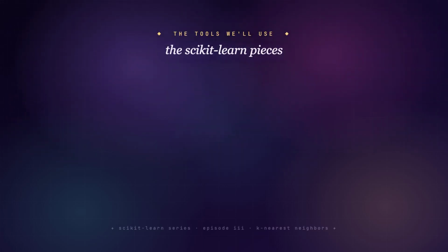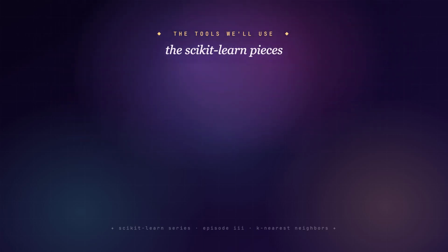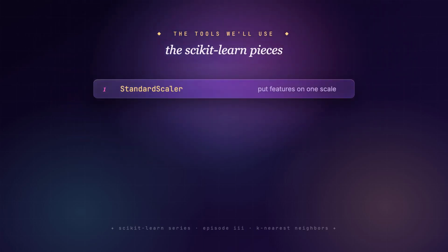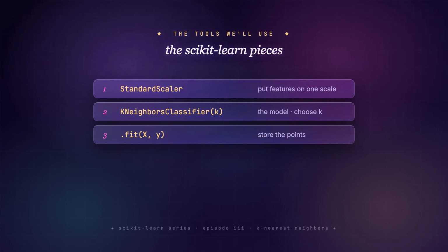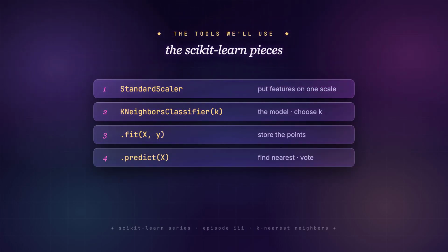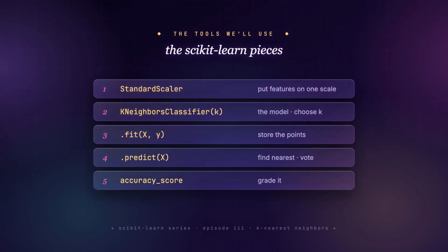In Scikit-Learn, the pieces are a standard scaler to put the features on equal footing, k-neighbors classifier with our choice of k, fit to hand it the data, predict to take the vote, and accuracy score to grade it. It's a little longer than before, so once again, 2 pages, let's write it.